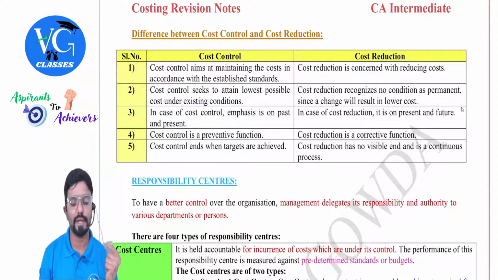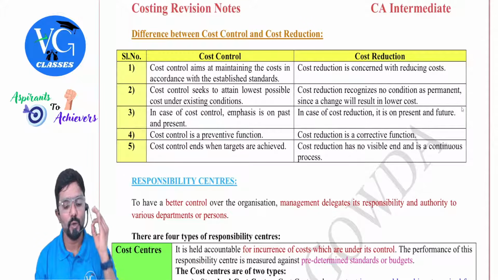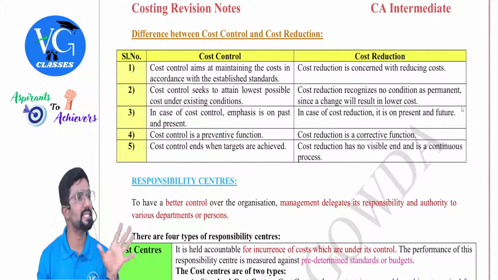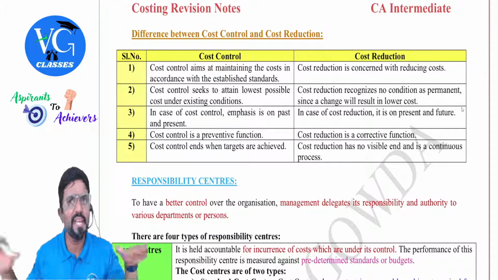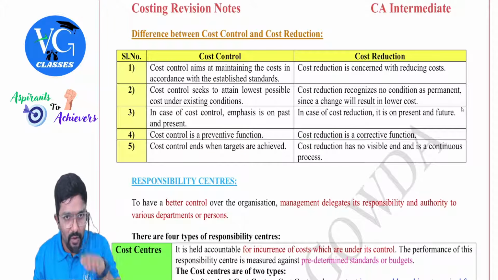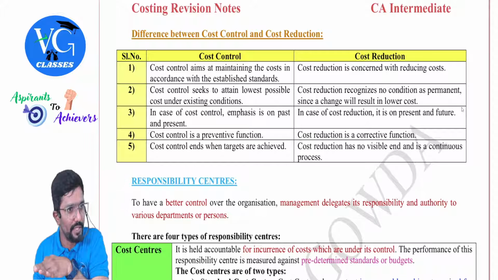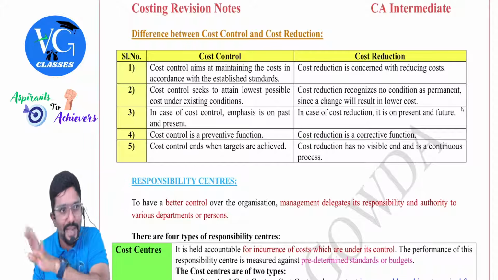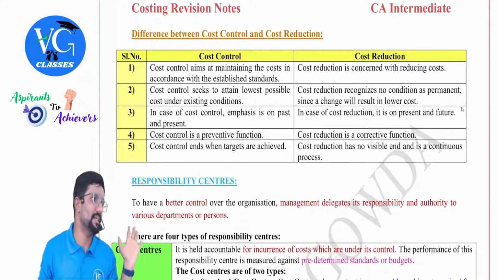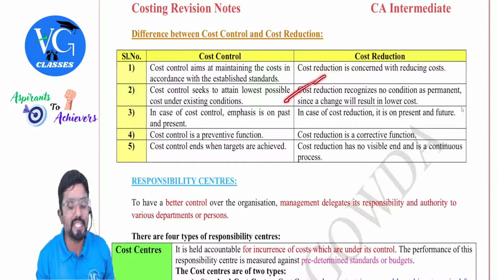Then coming to cost control again. Cost control seeks to attain the lowest possible cost under the existing conditions. It means I'm not bringing any changes, sir. Whatever I'm doing, I will continue to do it. But I will try to match my actual cost with what? Standard.